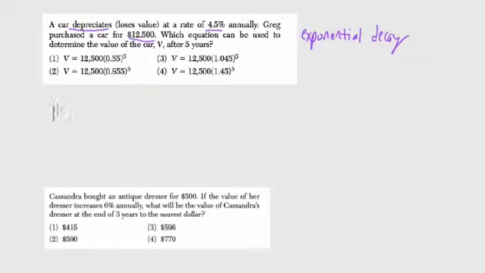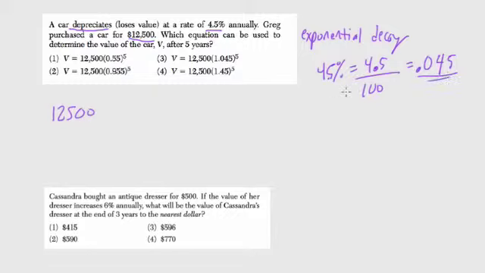So think about this. We start with 12,500. In the first year, we depreciate by 4.5%. So 4.5%, that equals 4.5 over 100, right? Divide by 100, you move your decimal to the left twice. So turn this into a decimal, you get 0.045. So every year we lose this much.